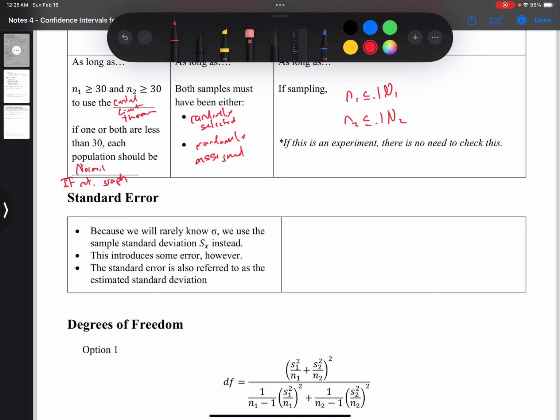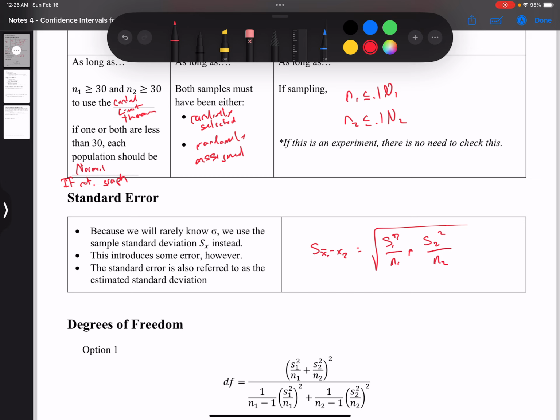For this, it just replaces all of those standard deviations with our sample standard deviations. So it just changes to look like this. Not much of a difference.